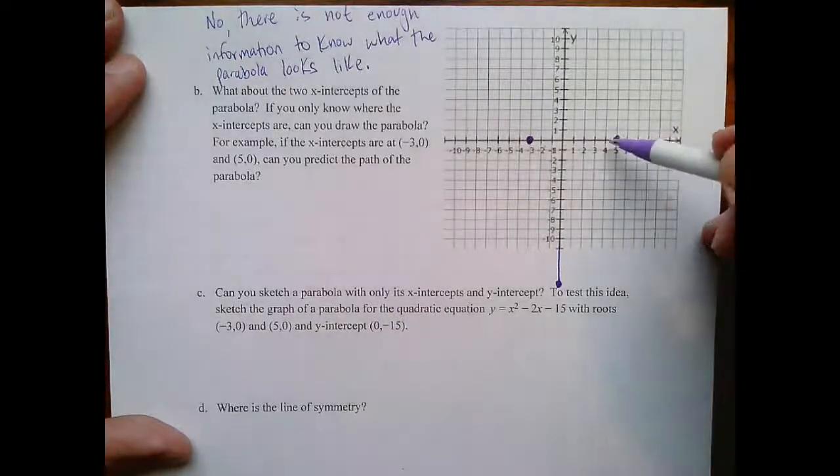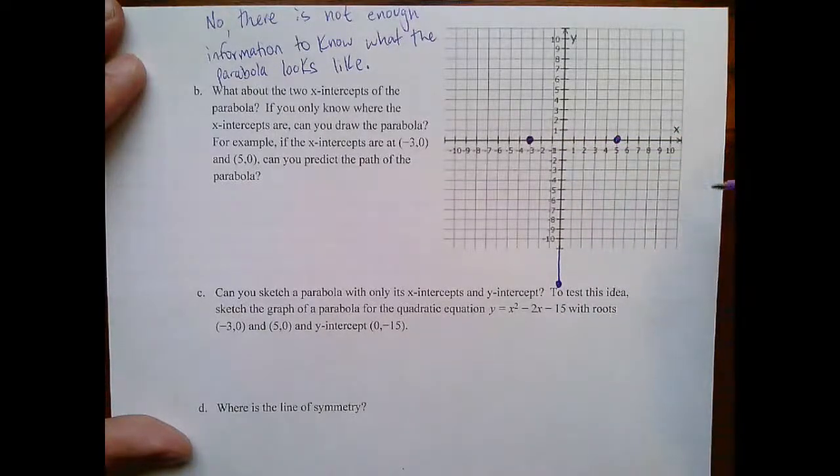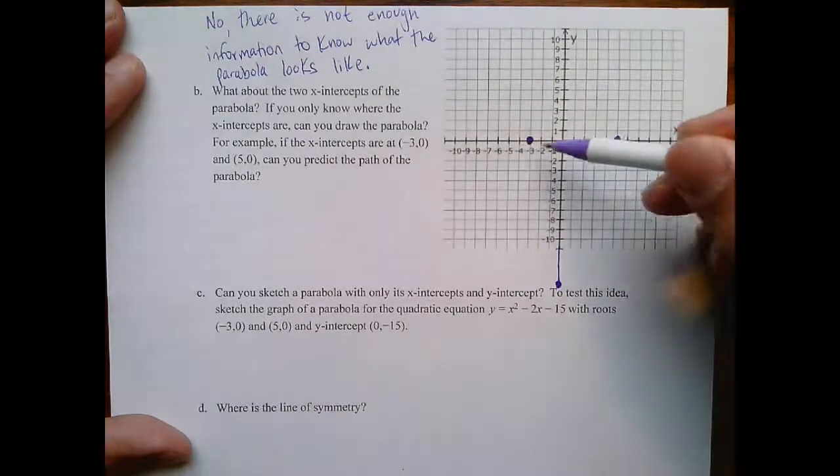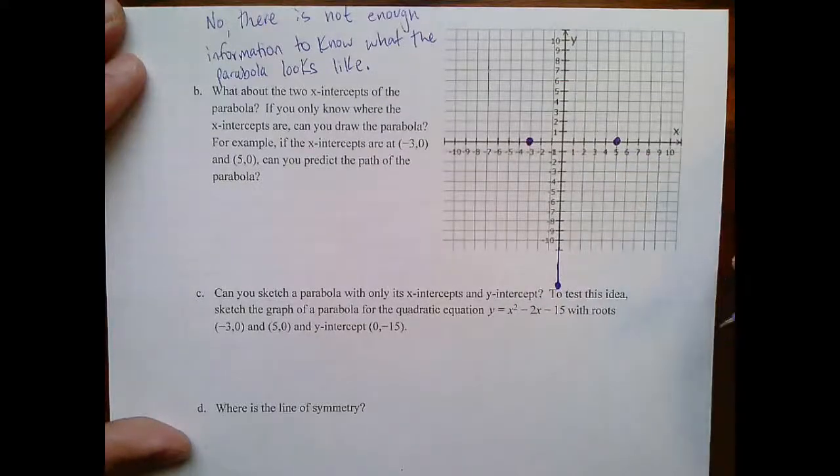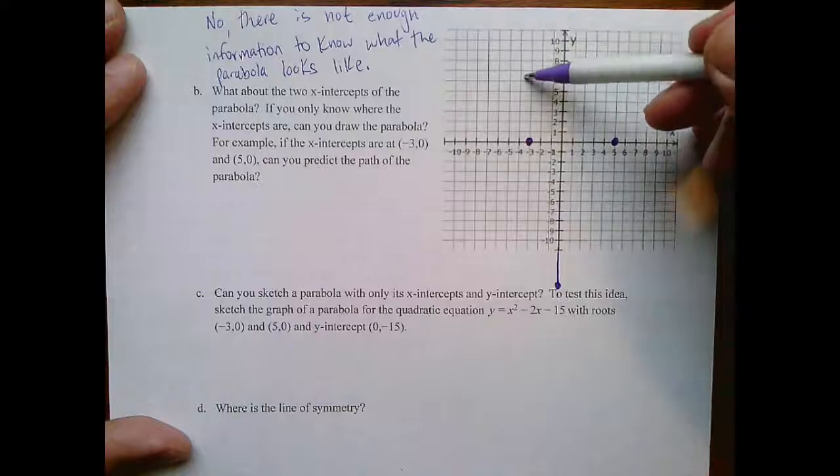So what if I just had these 2 points? If I just had these 2 points, would it be enough to predict the path of the parabola? Could I sketch the parabola with just these 2 points? Well, no. We run into the same problem as we did with the y-intercept. What if the parabola is facing upwards?